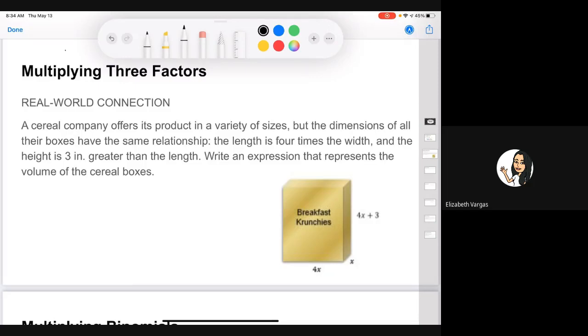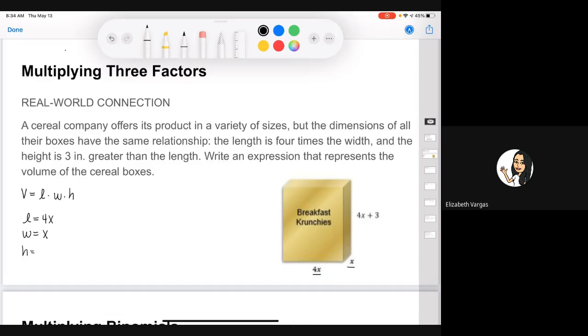So luckily here we are given the diagram that contains each of our different dimensions of that cereal box. And we know that volume is going to be equal to length times width times height. That's how we find the volume. And so basically we want to identify our length is going to be 4x. We get that from right here. Our width is going to be x. We get that right there.